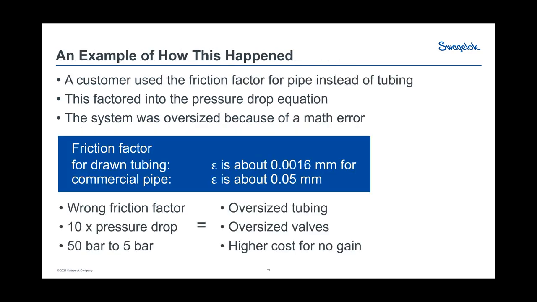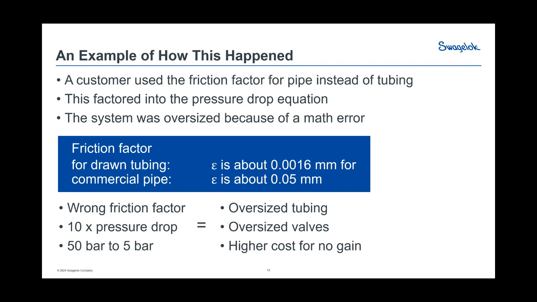So I'll show you a few of the things. We've seen an example of how this happens. We had a customer using the friction factor from their regular calculator that they always use in oil and gas, and they're using the friction factor for pipe instead of tubing. This factored into the pressure drop equation, and the system was oversized because of a math error. So the friction factor for drawn tubing is 0.0016 micrometers, and then the commercial pipe is 0.05. So they're dramatically different.